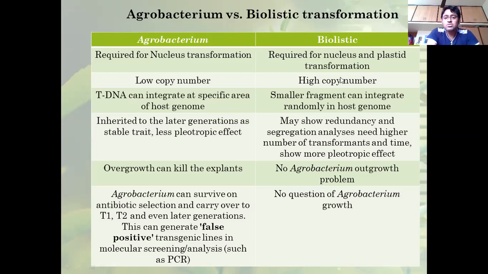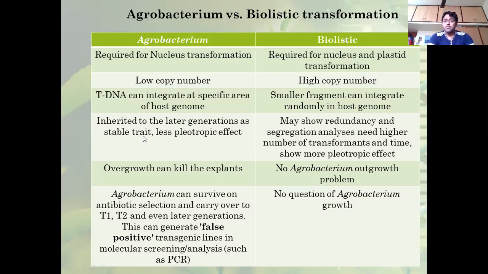In biolistic, a high copy number is commonly found because the insertion is random. In the case of Agrobacterium, a single copy number inherited to the later generation as a stable trait, or getting a homozygous line, is comparatively easy compared to biolistic. And if there is a low copy number, one or two copies, then we can expect less pleiotropic effect. In the case of biolistic, with more copies, plants show more pleiotropic effect.